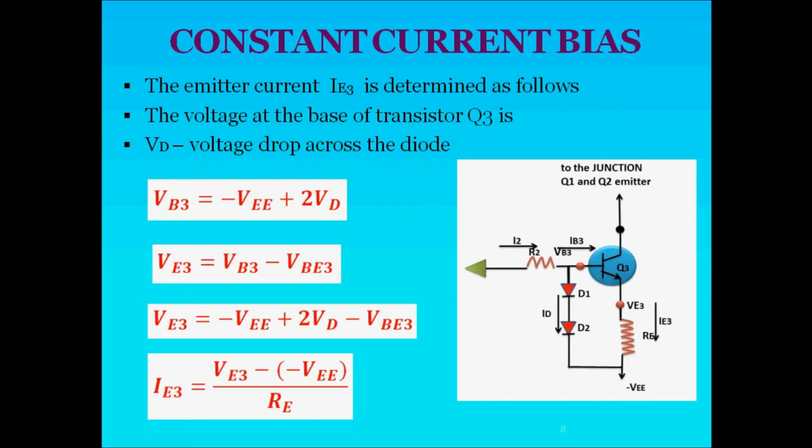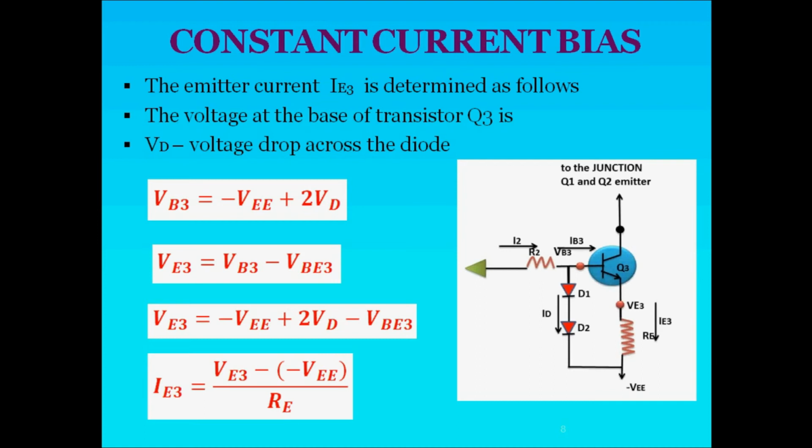So what is this equation? It is minus VEE plus 2VD minus VBE3. If this VD is equal to VB3, this will become minus VEE plus 2VD, again minus this; for this we are replacing VBE3 as VD. So minus VD, it means minus VEE plus VD will be VE3. When we substitute here, this VE3 is minus VEE plus VD minus of minus plus VEE. So what remains is only the VD voltage, and the plus gets eliminated.